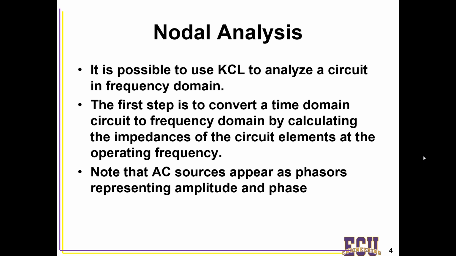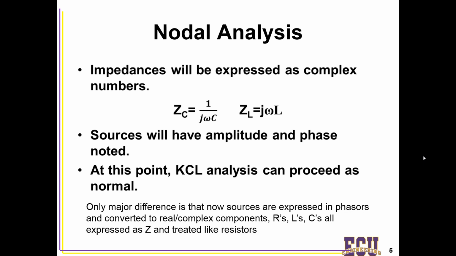And also, all of our AC sources are going to appear as phasors, and those are going to be used to represent our amplitude and our phase shift. So here, these are the main formulas that you need to remember for chapters 9 and 10. The impedance of a capacitor, Z_C, is going to be 1 over j omega C. And keep in mind, those of us who are electrical and computer engineers, we use j instead of i.